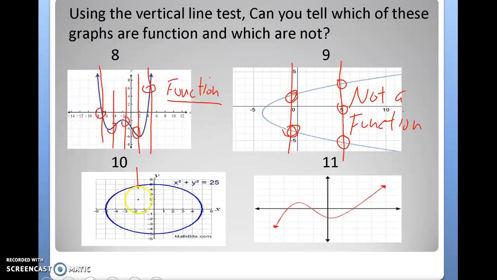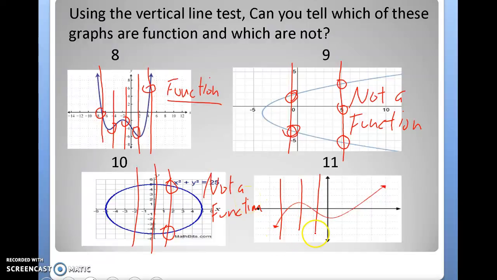Take a look at number 10. Draw a vertical line, and you can see every vertical line that I draw hits 2 points. So again, this one is not a function. And then if I take a look at number 11, if I draw these vertical lines, every vertical line is touching the graph in one place. So number 11, this one is a function.